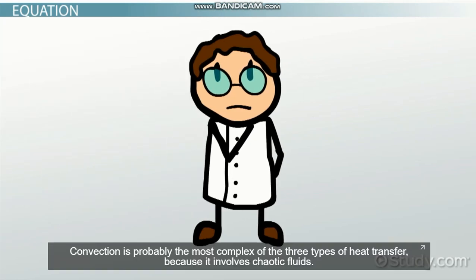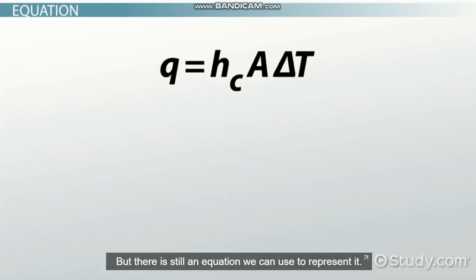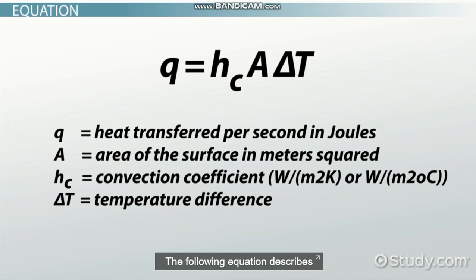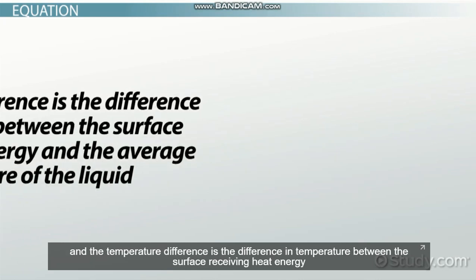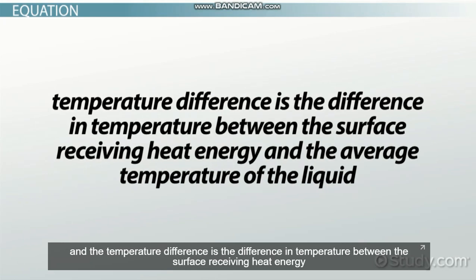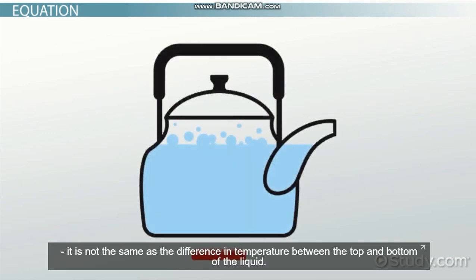Convection is probably the most complex of the three types of heat transfer because it involves chaotic fluids, but there is still an equation we can use to represent it. This equation describes the heat energy transferred to a surface in an area where convection is occurring. The coefficient of convection is just a number that represents the properties of the materials involved, and the temperature difference is the difference in temperature between the surface receiving heat energy and the average temperature of the liquid. It is not the same as the difference in temperature between the top and bottom of the liquid.